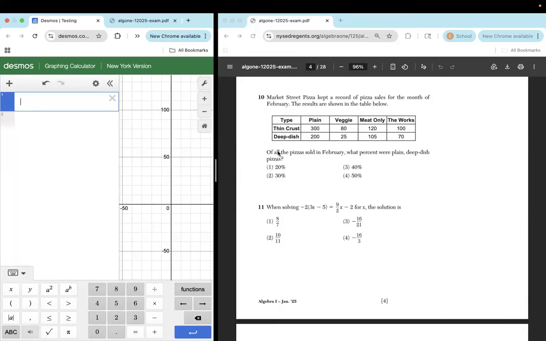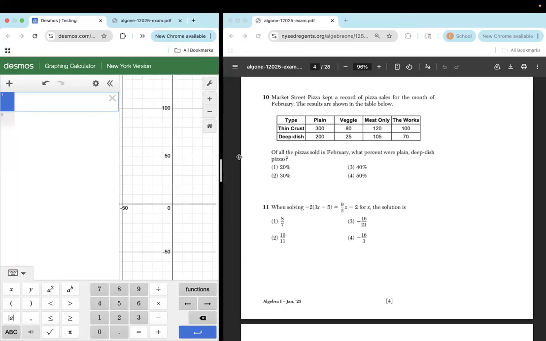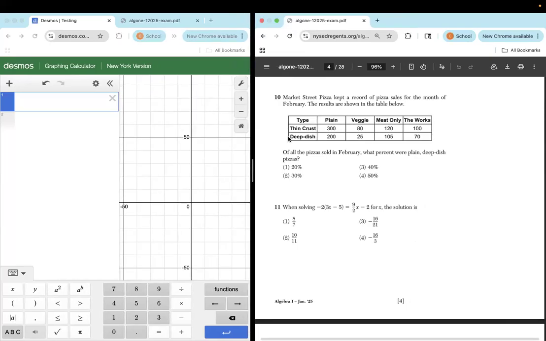Okay, so whenever I have a percent question, I know I'm going to be dividing two numbers, because a percent is a part out of a whole, or a part out of a total. To help figure out what the total is, I'm going to look for the word of, because this part divided by total is the same thing as saying take a part out of a total. So I'm going to look for the word of, and then the next thing in the sentence will be my total. So of all the pizzas sold in February, this is my total.